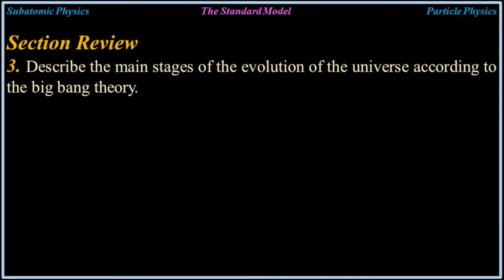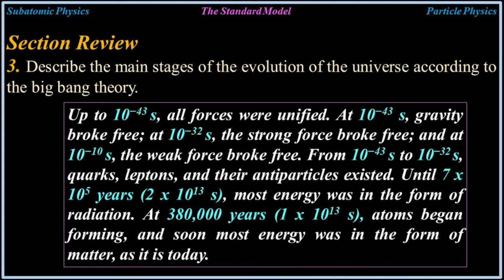Describe the main stages of the evolution of the universe according to the Big Bang theory. Up to 10^-43 seconds, all forces were unified. At 10^-43 seconds, gravity broke free. At 10^-32 seconds, the strong force broke free. And at 10^-10 seconds, the weak force broke free. From 10^-43 seconds to 10^-32 seconds, quarks, leptons, and their antiparticles existed.